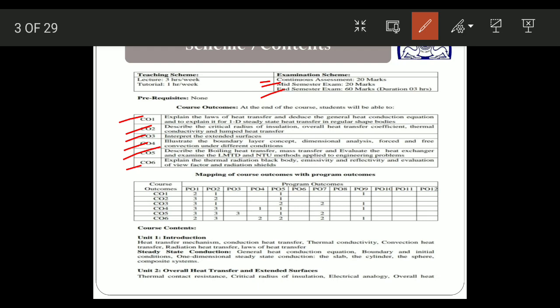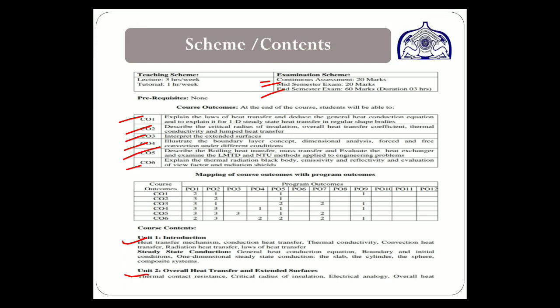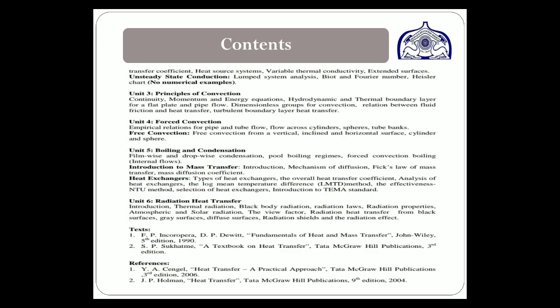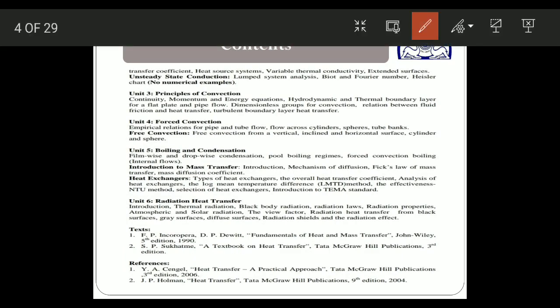Now let us see the particular contents of this particular subject. First unit is introduction. Second unit is overall heat transfer coefficient and extended surface. In that we have to see steady state and unsteady state. Unit number 3 is on the convection, that is principles of convection. Unit number 4 is forced convection. Unit number 5 is boiling and condensation. In that we have to see again introduction to mass transfer and heat exchangers in unit number 5 itself. In unit number 6 we have to see the radiation heat transfer.